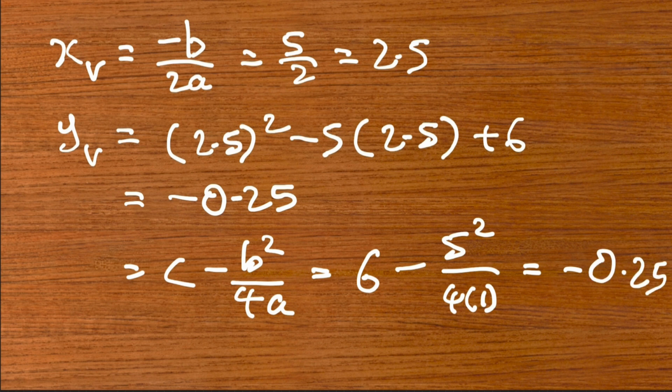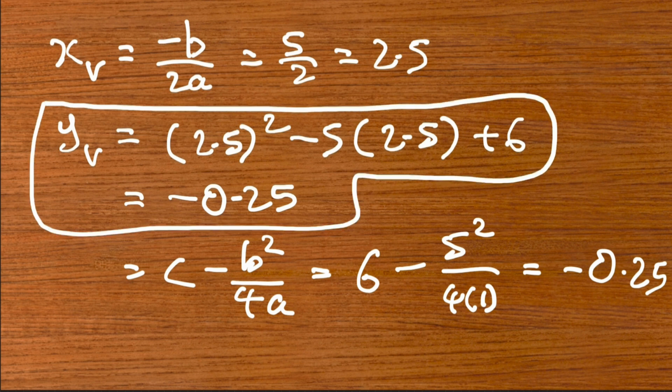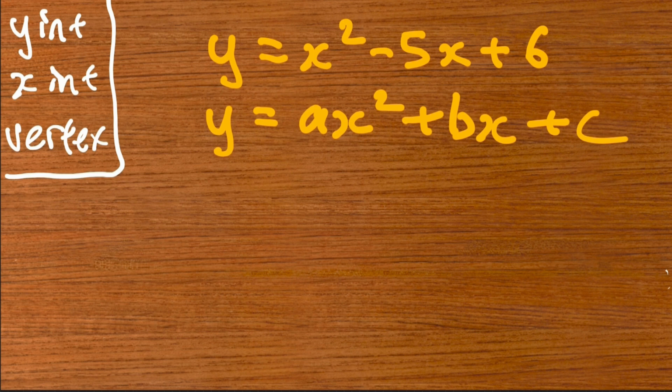So both methods work. I will be sticking to the first method, where we substitute the x-coordinate of the vertex back into the quadratic equation to get the y-coordinate of the vertex. Putting everything together, our y-intercept is equal to 6, our x-intercepts are 2 values, 2 and 3, and our vertex is located at 2.5, negative 0.25.